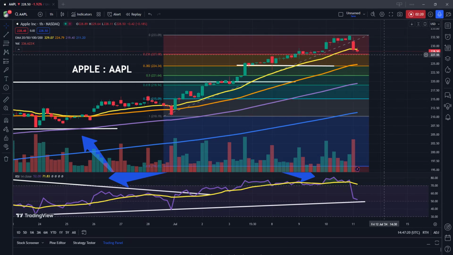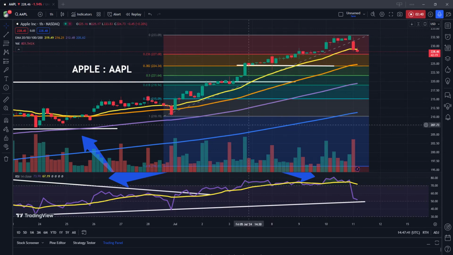So it does not really look like this Fibonacci zone alone is going to be able to hold up prices from here. For this reason, if we do see a break below this level, I would absolutely be targeting the 38.2% Fibonacci retracement, which comes in at 224.34.